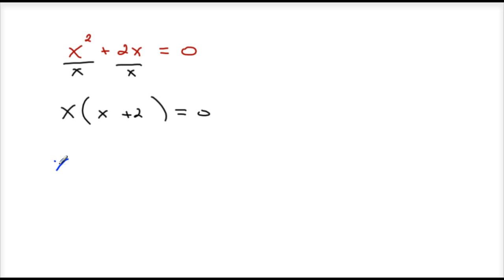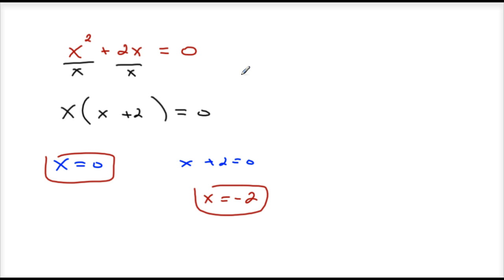Take each one separately. Set equal to 0. So let x equal 0. Let x plus 2 equal 0. x equals 0 is already solved. There's one solution. x plus 2, solve this for x. You get x equals negative 2. So again, your parabola is crossing at 0 and negative 2. So this is where your parabola crosses your axis.